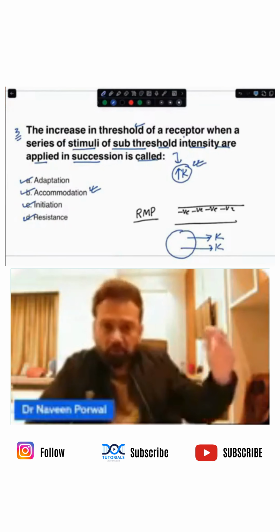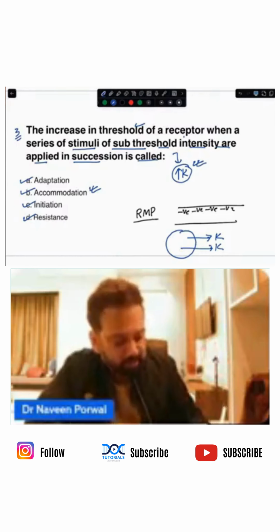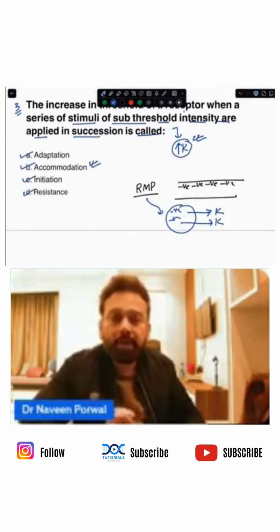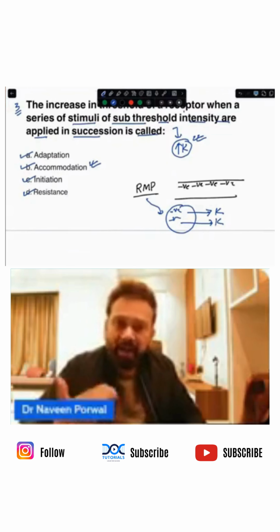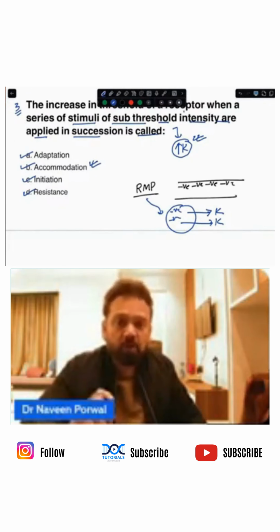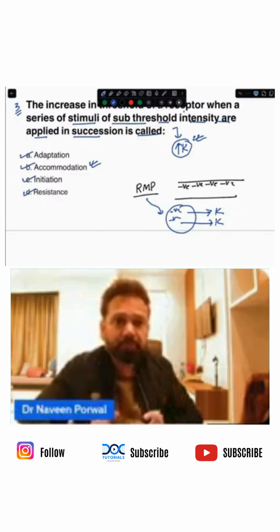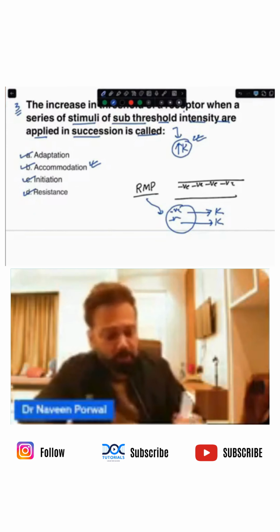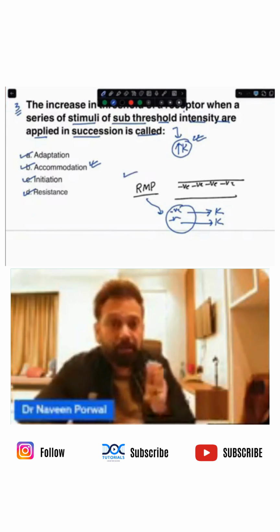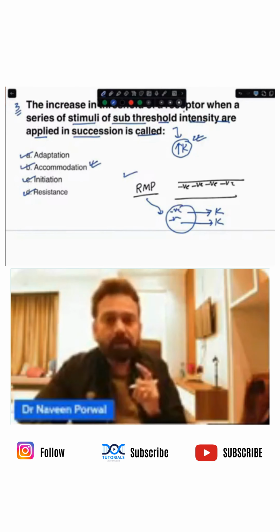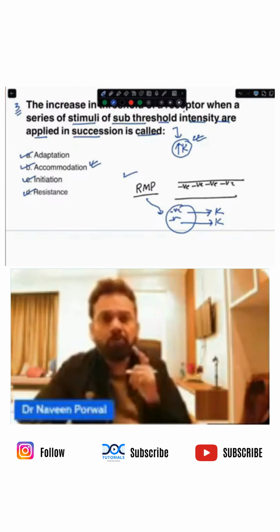When potassium is going out, the inside will be negative charge, and it is called RMP. So the first question they will ask you: RMP is generated by? The answer will be potassium efflux. Or they will ask which ion is responsible for resting membrane potential? The answer will again be potassium. So RMP is life. In physiology, what is life? The ability to respond. And this is only possible if we have RMP. And RMP is generated by sodium or potassium? The answer is potassium. That is why hyperkalemia and hypokalemia both are very dangerous.